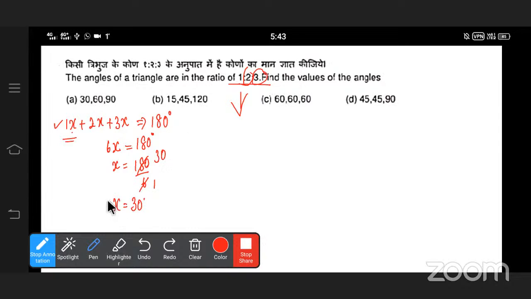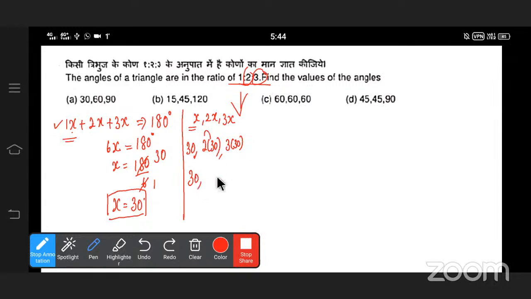Yes, ma'am. Okay. So I got the answer x equal to 30 degrees. But they are asking all the 3 angles. What are the angles? x, 2x, 3x, right? What is the value for x? 30 degrees. What is the value for 2x? 2 into 30. What is the value for 3x? 3 into 30. 2 3s are 6, 0 is added. And 3 3s are 9, so 90. So what is the answer? 30 degrees, 60 degrees, 90 degrees. So where is the answer? Option A.